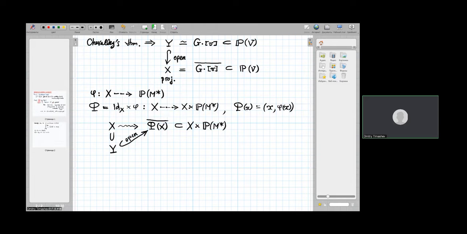And if we take this formula, if we take this small x belonging to Y, then it gives you an embedding of Y into this product variety. So replacing X with the closure of the image of big phi, we obtain yet another open embedding of Y. But now we have a projection map from this product variety to the second factor, to this P of M dual projection.